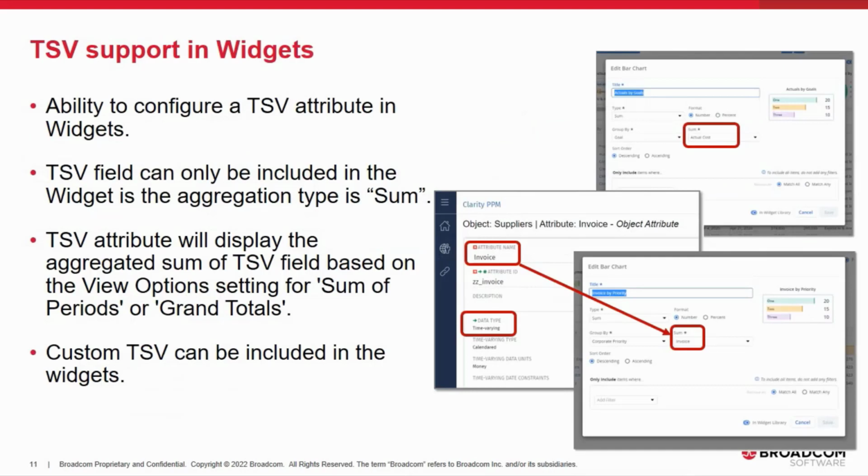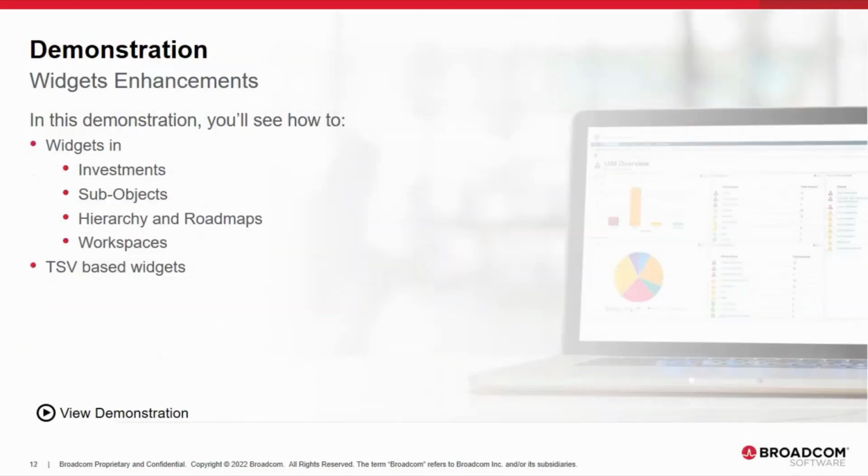Widgets will now also support TSV attributes, so you can now create widgets based on the TSV totals. A TSV field can only be included in the widget if the aggregation type of the widget is set to be sum. The TSV attribute will display the aggregated sum of the TSV field based on the view option settings of sum of periods or grand total. The custom TSV can be included in the widgets. So with that, let's see the product in action.